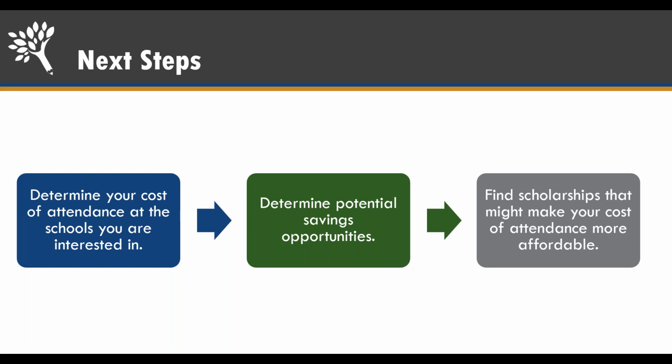So your next steps are to determine the cost of attendance at the schools that you're interested in. So look at the cost of tuition and fees and books, but also when you go on their website, look at what their indirect costs are going to be. They will have set costs for students for indirect costs that you may not need that much for.